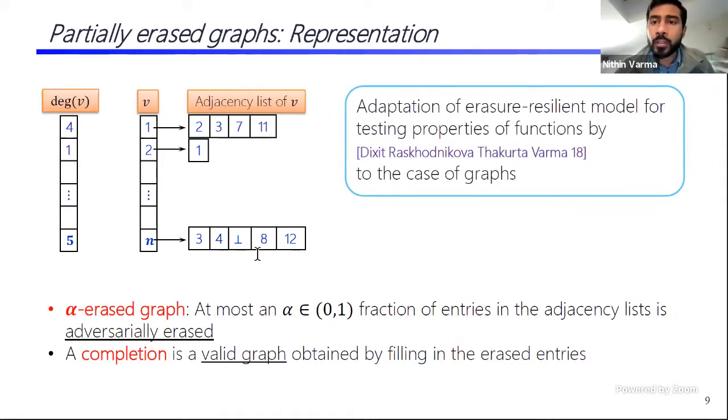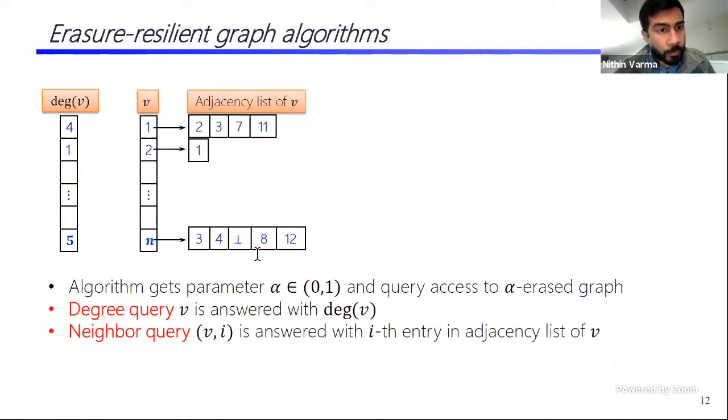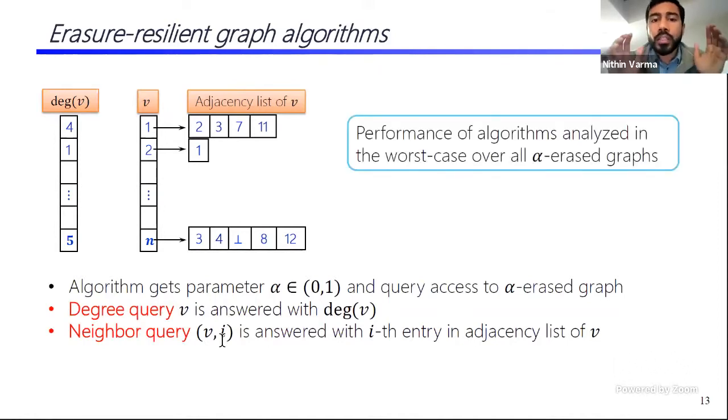This is an adaptation of the erasure-resilient model for function property testing to the case of graphs. Now, an erasure-resilient graph algorithm gets a parameter alpha and query access to an alpha erased graph. It can make two kinds of queries. It can specify a vertex and ask for its degree. It can also specify a vertex v and an integer i and obtain the ith entry in the adjacency list of v. And this entry could be erased, for example. The performance of algorithms is analyzed in the worst case over all alpha erased graphs.